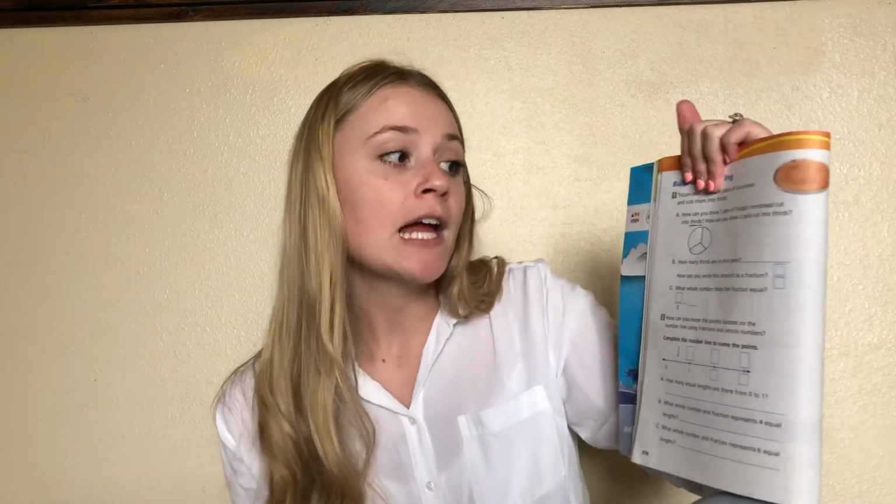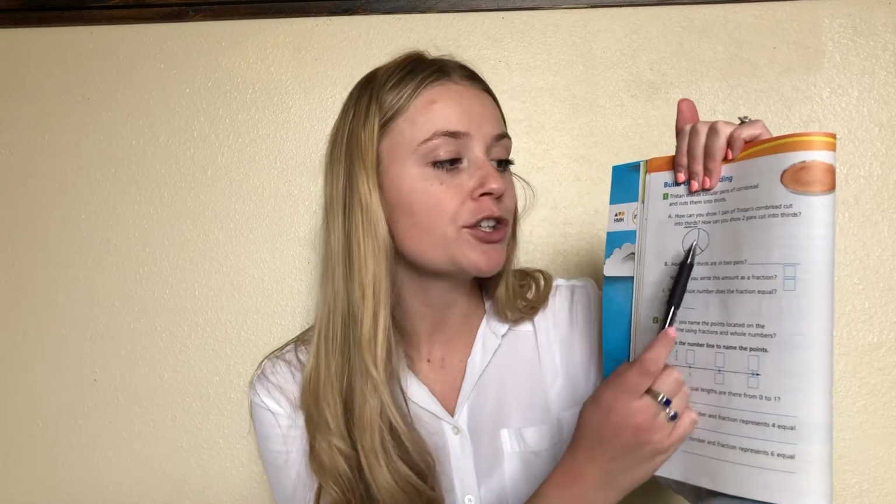I'm doing the best drawing that I can. So this is 1 pan of Tristan's cornbread cut into thirds. How many pieces do I have? 1, 2, 3. So now it asks, how can you show 2 pans cut into thirds? Well, I already have 1. I'll just draw 1 more, so I have 2. So again, I do my little upside down Y, my peace sign to do thirds. Ta-da! So now I have 2 pans of cornbread cut into thirds.